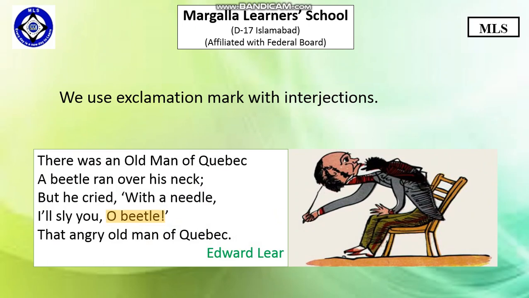Now, in this poem, "O beetle" is the spontaneous reaction which occurred when he saw the beetle on his neck.